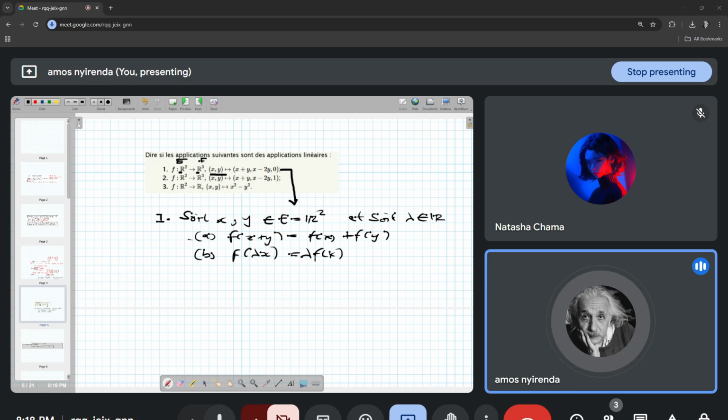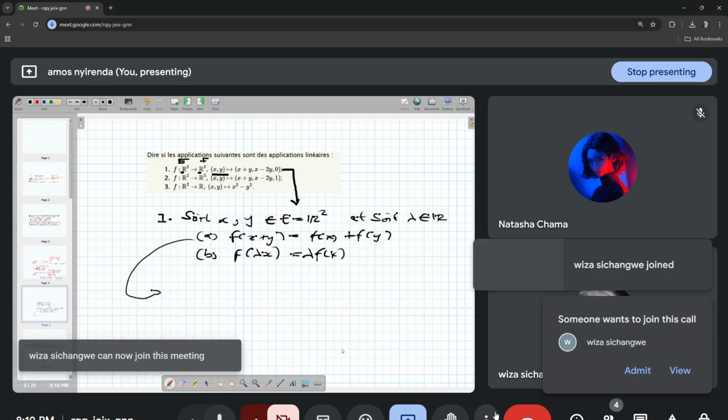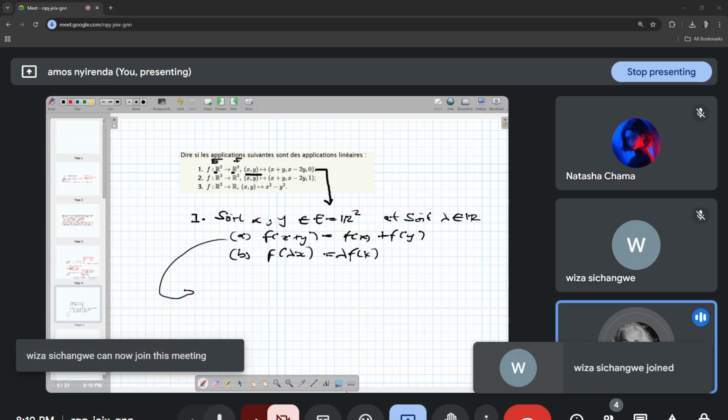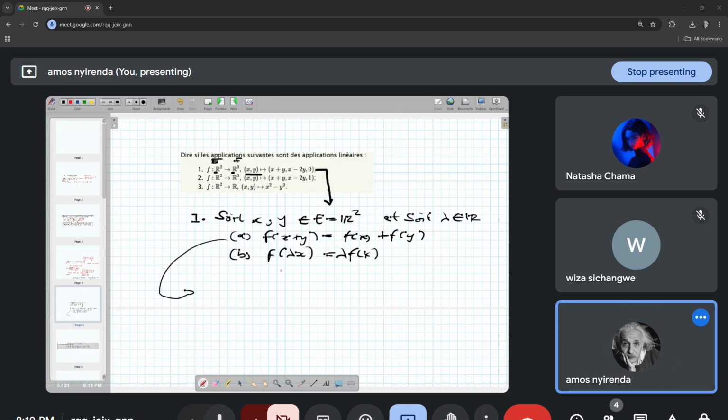So let's look at the first condition we have here. So for the first condition, so let's first of all, we've taken some two vectors, x and y.